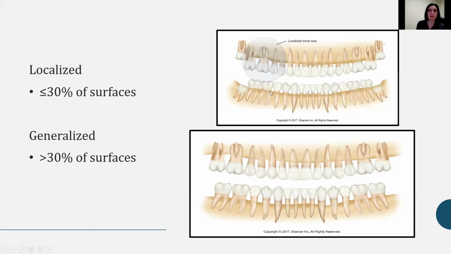So here's an example of localized versus generalized. You can see how the bone level is relatively healthy all through here. And then in this one area, we have some bone loss, as opposed to just having bone loss all throughout.